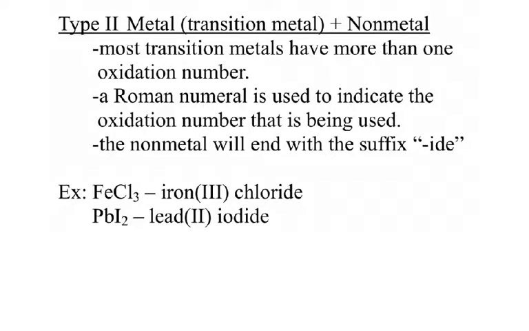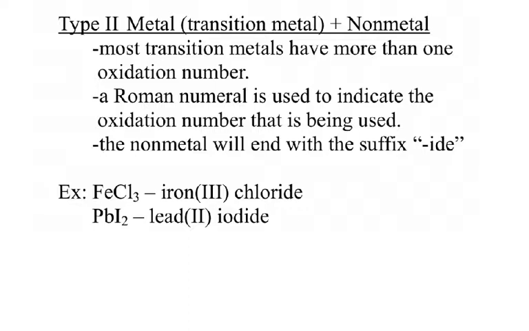Welcome everyone. In this video, we're going to learn how to name ionic compounds involving a transition metal. Most of the transition metals have more than one oxidation number, so they're not going to follow those rules that we learned earlier. For instance, the alkali metals are always +1 and the alkaline earth metals are always +2. Here, since they have more than one oxidation number, we need to use a Roman numeral to indicate the oxidation number that's being used.